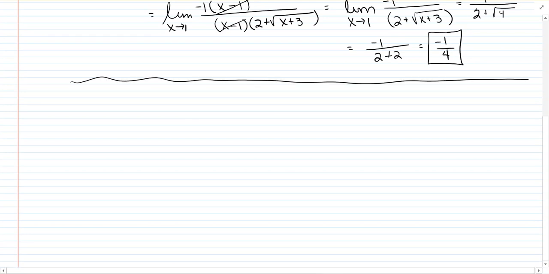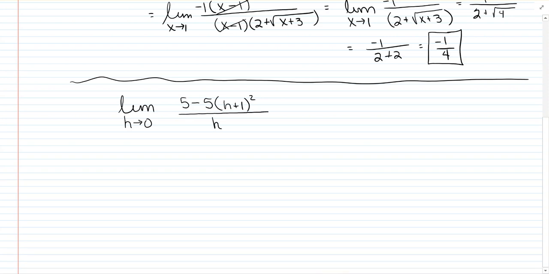You got the limit as h approaches 0 of 5 minus 5h plus 1 squared over h. So your first method, again, is jam the 0 in, see what happens. Well, if I jam the 0 in, I've got a 0 in the denominator. That's never good. And 0 plus 1, do order of operations, that's 1 squared. 1 squared is 1, times 5 is 5, and 5 minus 5 is 0. So you end up with 0 over 0.